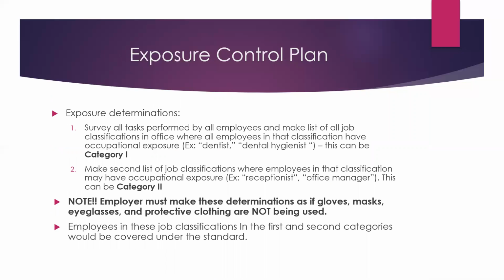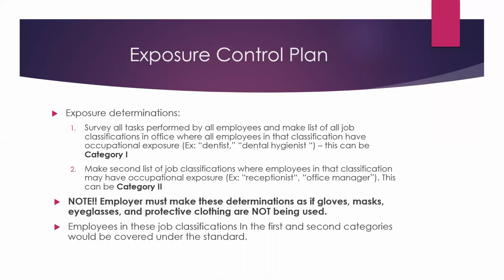Okay, so there's a little bit that talks about the exposure determinations. First of all, it's necessary to do a couple of things. Survey all the tasks performed by all the employees. Make a list of all job classifications in the office where all the employees in that classification have occupational exposure. For example, a dentist, a dental hygienist. This can be category 1. Okay, we can kind of divide it up. That could be category 1.